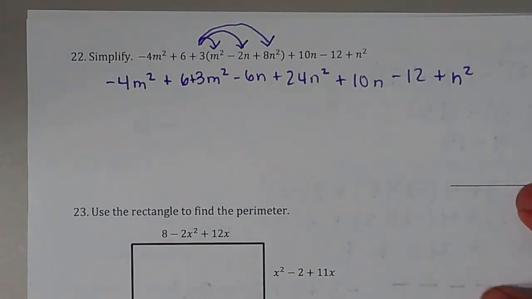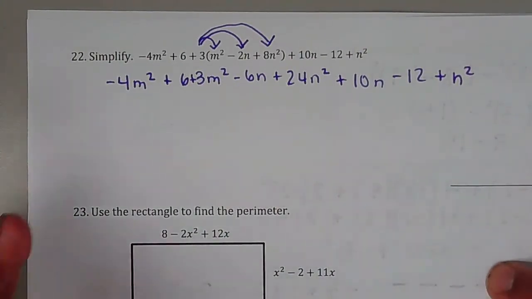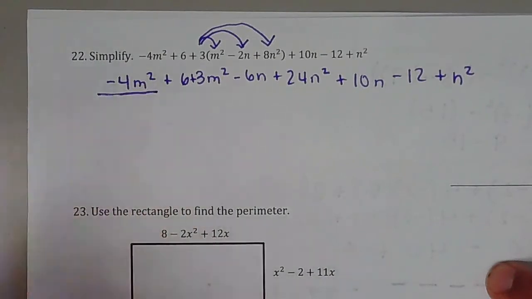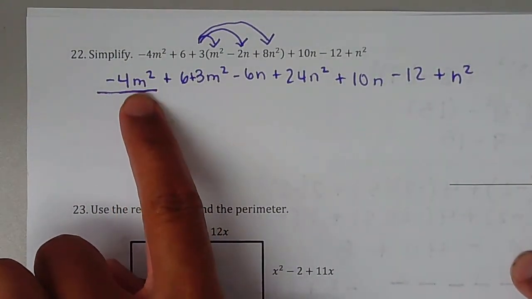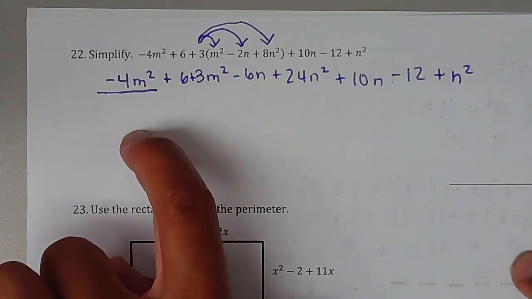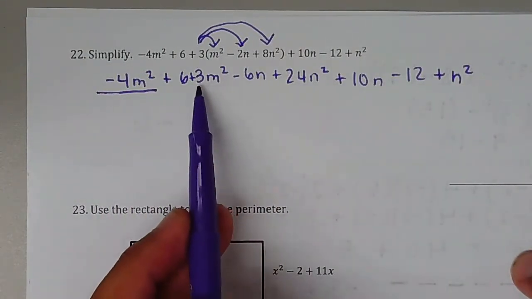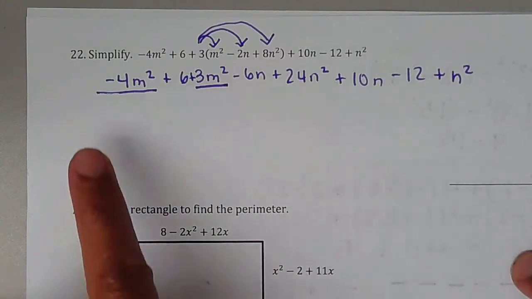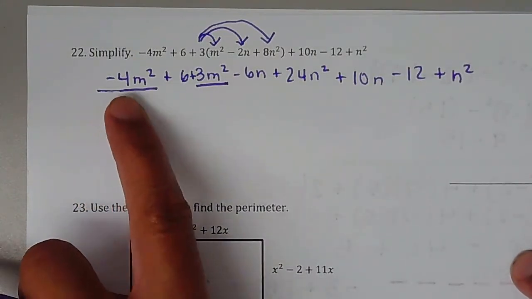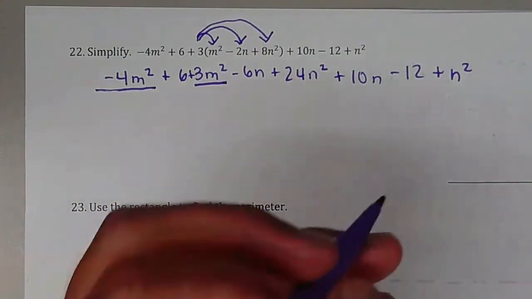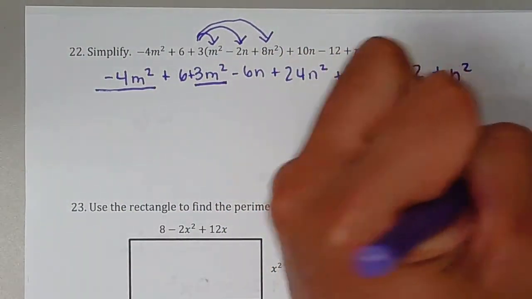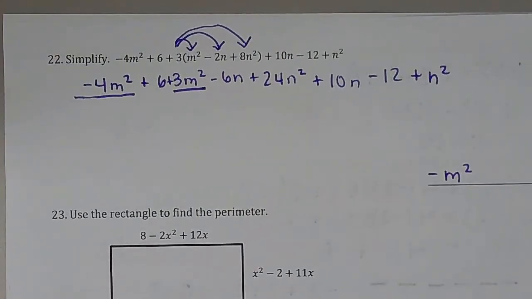All right, now it looks really complicated. We're just going to start simplifying this by looking for our like terms. So we have negative 4m squared. We need it to have the same variable and the same exponent. So is there any other m squareds that we have? Yeah, it's right here. So if we have negative 4 of something and we add 3 of that something, that gives us negative 1m squared, or just negative m squared.